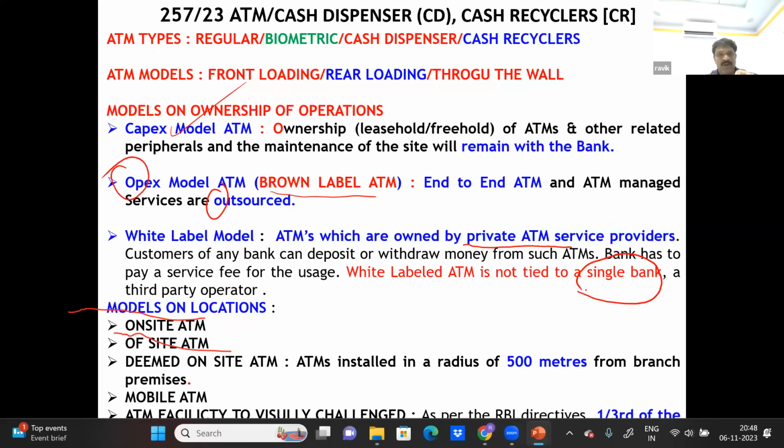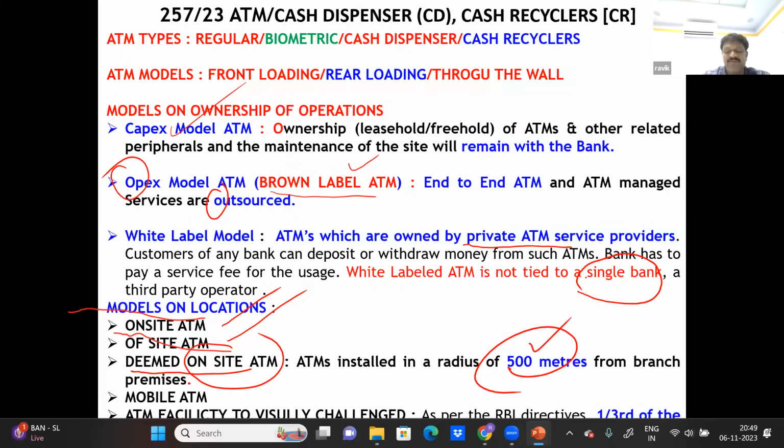Now white label ATM is over. Brown label ATM is there. Front loading, rear loading, through the wall ATM is there. Now models based on location. On-site ATM is there. Off-site ATM is there. And remember, deemed on-site. Deemed on-site means any ATM installed within a 500 meters radius, remember, 500 meters radius, even opposite to your branch, is also called an on-site ATM only because it is less than 500 meters. Very important, remember 500 meters. Okay. Then mobile ATM, you know it, we are using mobile ATMs. They will move.